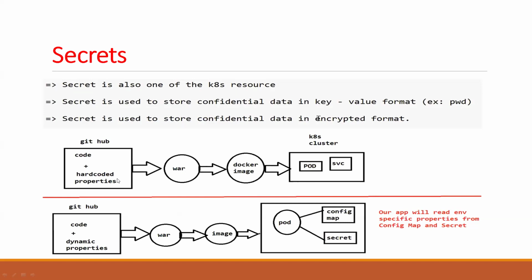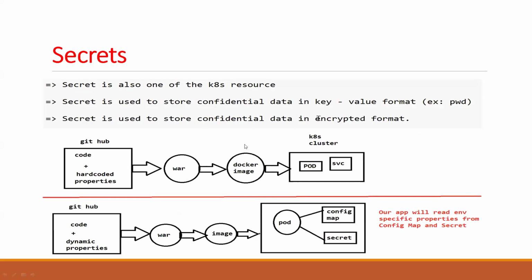Instead, the properties will use the config map and secret, in a separate file, where we can provide the key-value pairs. Secret is also one of the Kubernetes resources. Secret is used to store confidential data in key-value format, for example a password.